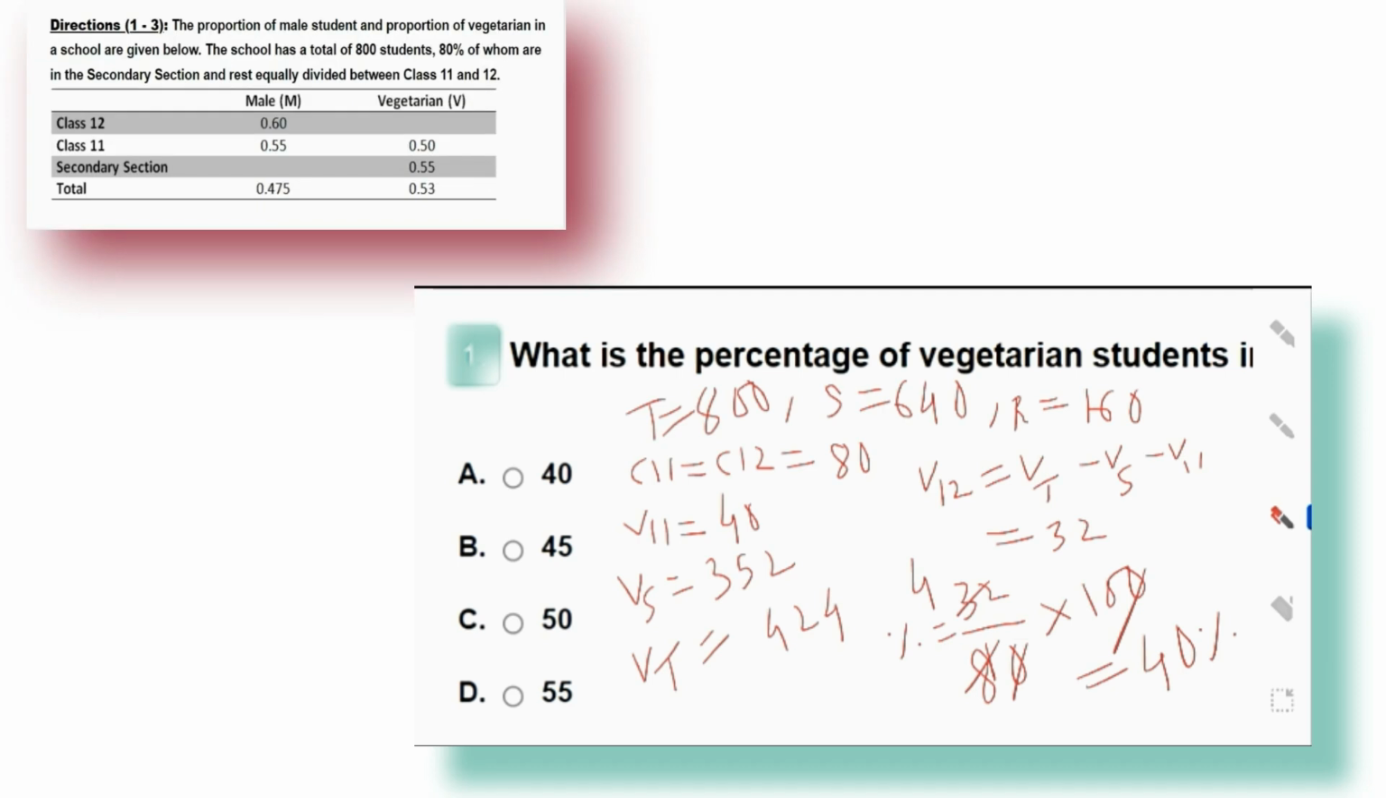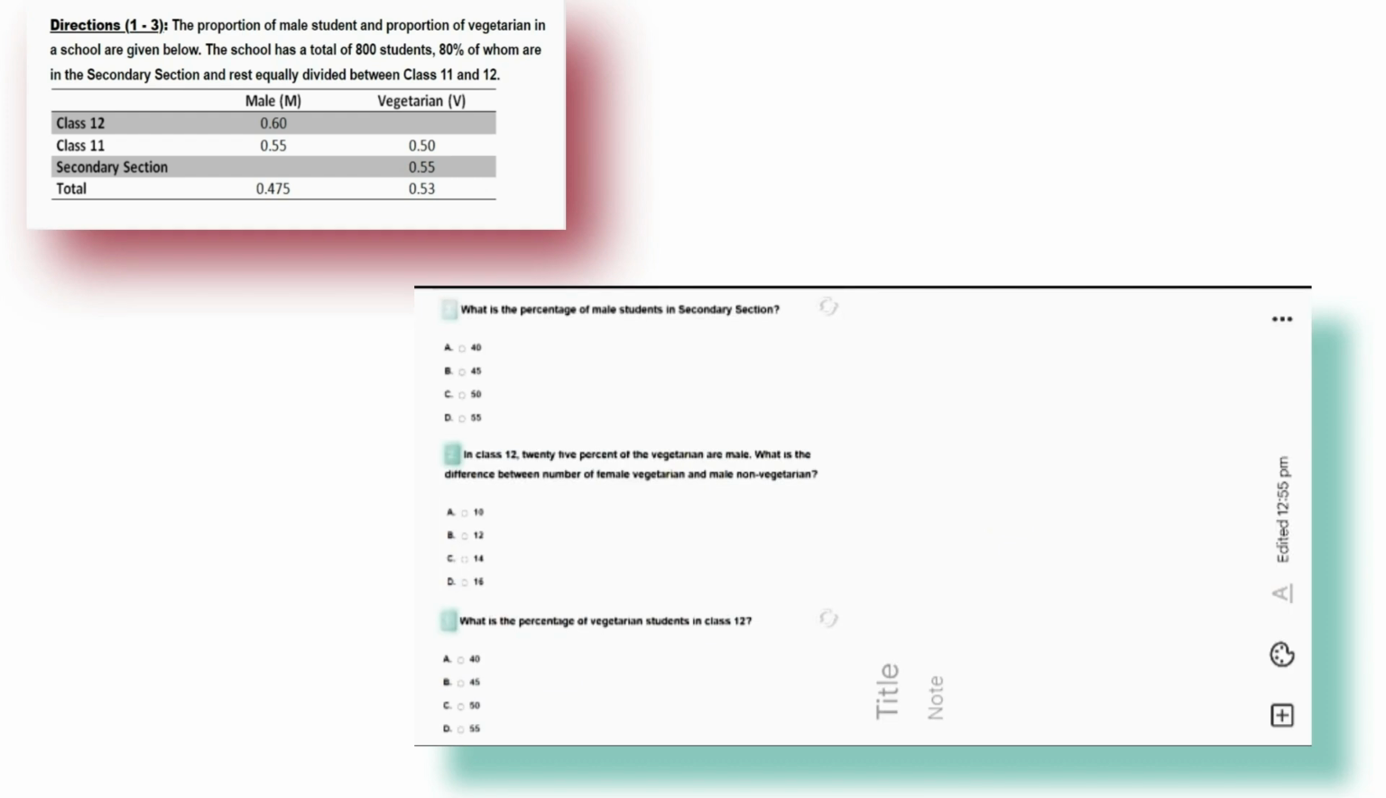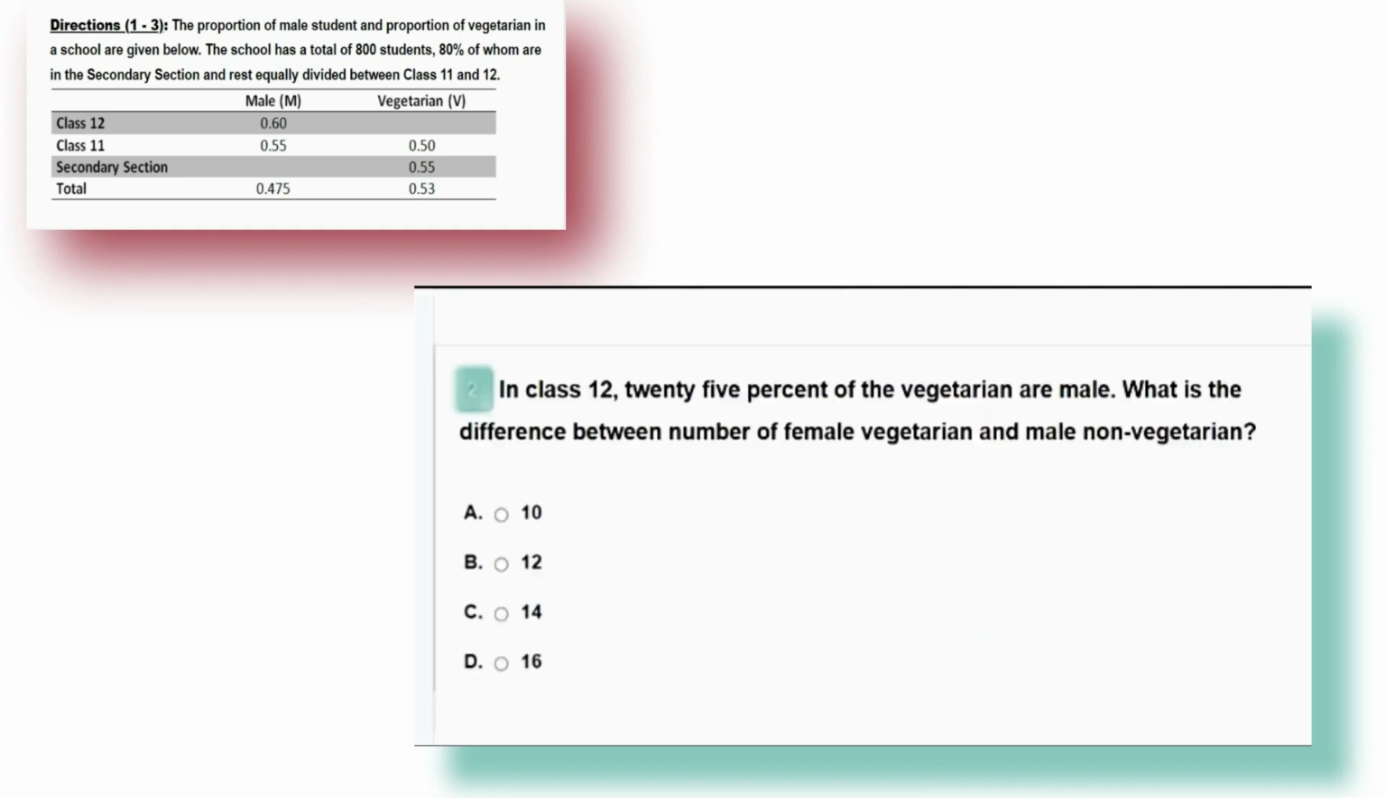If you understood, then I'm giving you a quiz. Please do this problem. In class 12, 25% of the vegetarians are male. What is the difference between the number of female vegetarians and male non-vegetarians? The options are 10, 12, 14 and 16.